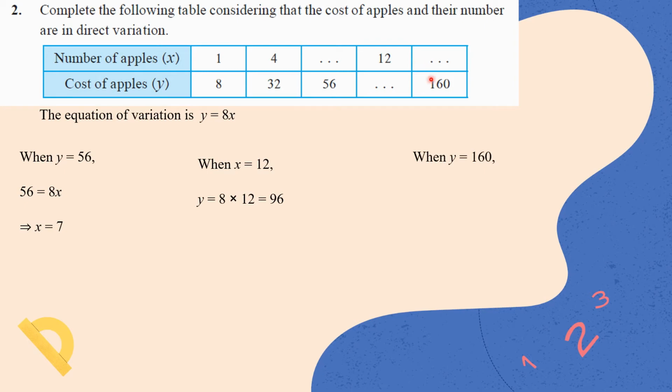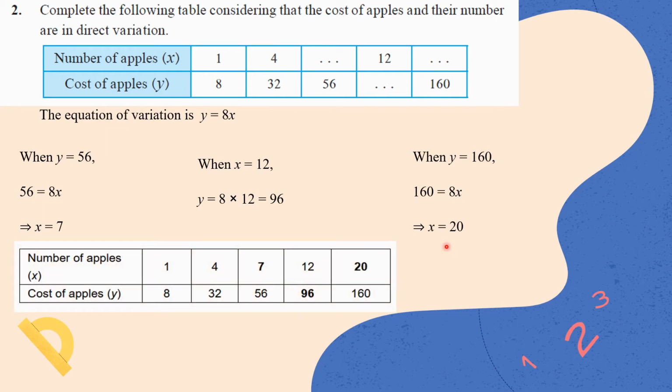And last one, when y is 160, we need to find the value of x. So we'll substitute in our equation of variation. So this becomes 160 is equal to 8x. And if we divide both sides by 8, we get x is equal to 20. So the missing values in our table are 7, 96, and 20.